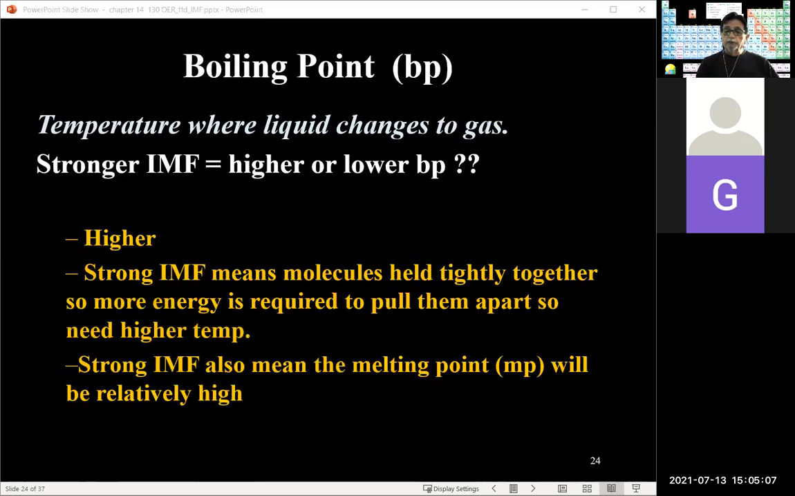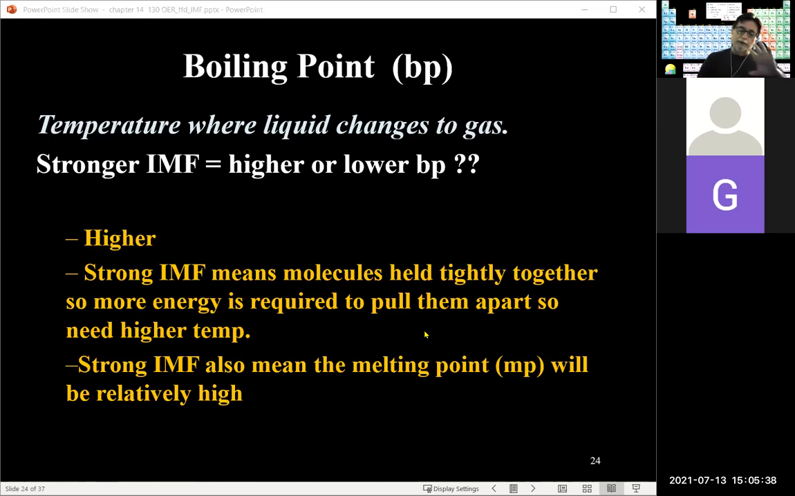Stronger IMF, we would expect a higher boiling point, for the same reasoning as we did previously, because higher IMF means that the molecules are being held closer and tighter to each other, and therefore would require more energy to break up that interaction to drive it into the gas phase, okay? And the same is true for the melting point.